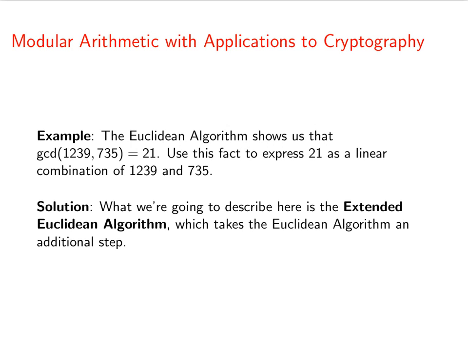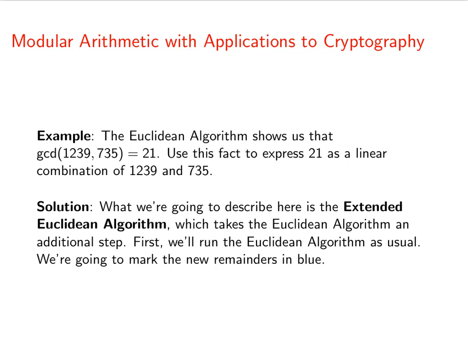Now what we're going to describe here is something called the extended Euclidean algorithm. It does everything that the Euclidean algorithm does, but goes one additional step. Now let's just run the Euclidean algorithm as we usually do. Every step that we take, we're going to note the new remainders in blue. We're going to use those numbers in the next step.